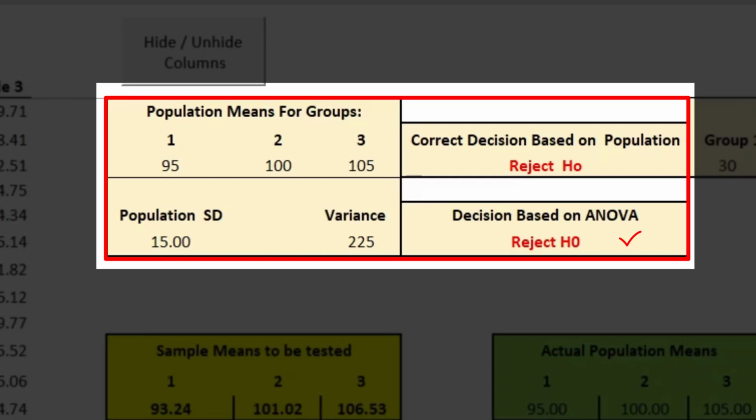Because we are running a simulation, we know that the population means are indeed not equal to each other because we set them to be 95, 100, and 105 to begin with. Therefore, we can see that the ANOVA resulted in a correct conclusion that the null hypothesis should be rejected.